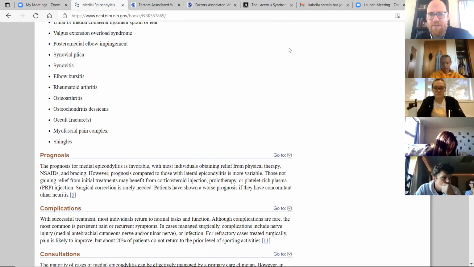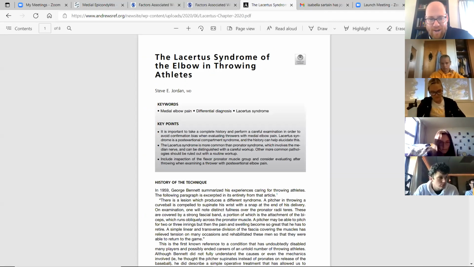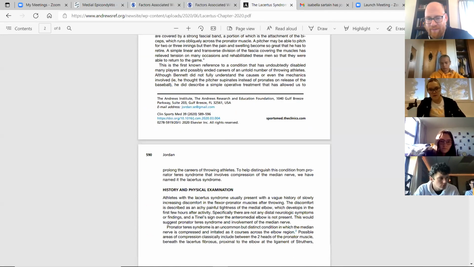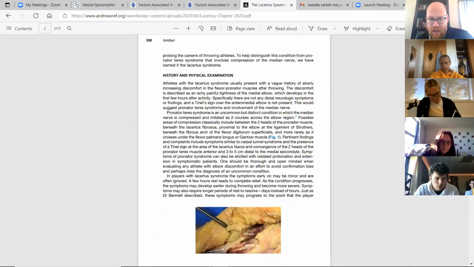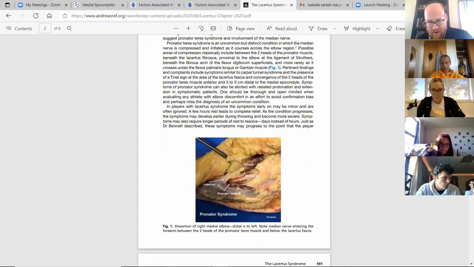Let's move on. Let's talk a little bit about Lacertus syndrome. It's in a similar anatomical region, and it was originally identified in 1959. But let's take a look at the anatomy of the Lacertus fibrosis.